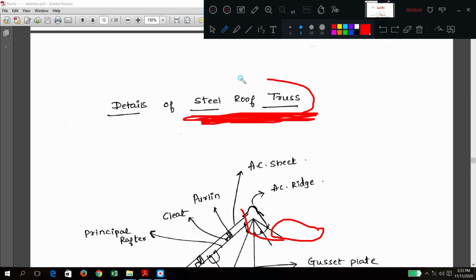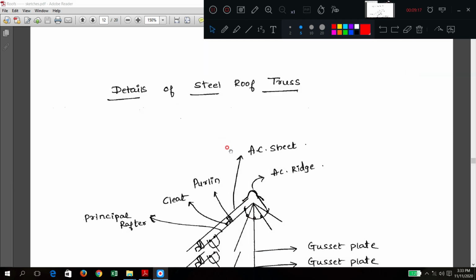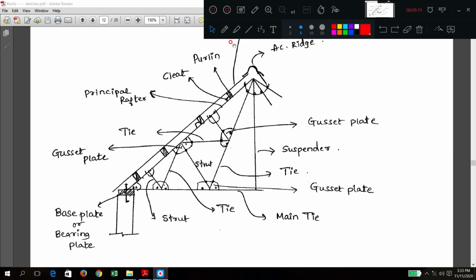So it is very important from the exam point of view: king post, queen post and this steel. All three are very important. 100 out of 100 times one of these questions will come in the main exam. So we'll see the details one by one here. Here there is a tie. Only half portion is drawn. This is the mirror image, so the same thing is on this side also. To make it easy to understand, I have drawn only half side.